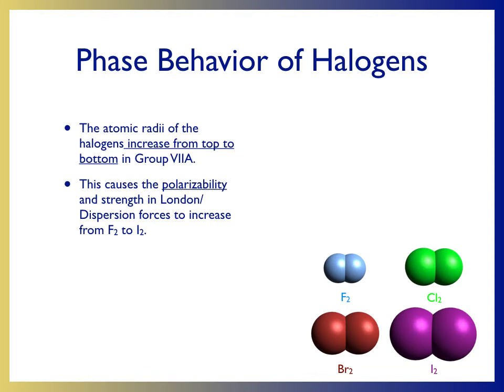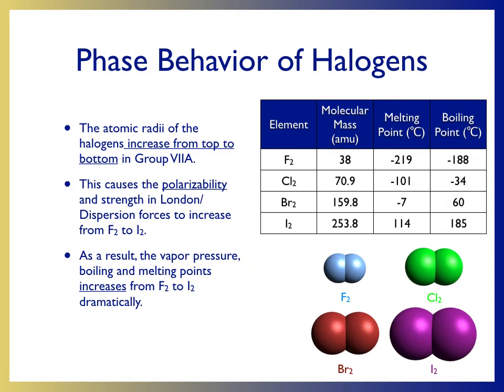Here's a pictorial representation of those molecules. You can see the size comparison between fluorine and iodine. This affects the phase behavior of the molecules. If you look at the table on the right, you see that fluorine has a lower melting and boiling point than iodine does. You can also see that the melting point increases as you go from fluorine to iodine. The same happens with the boiling points. This is due to an increase in the strength of the intermolecular forces as the molecules get bigger.